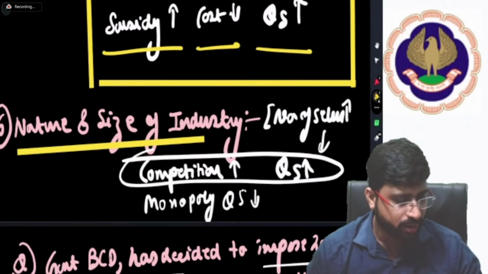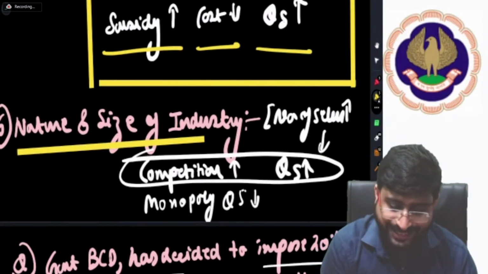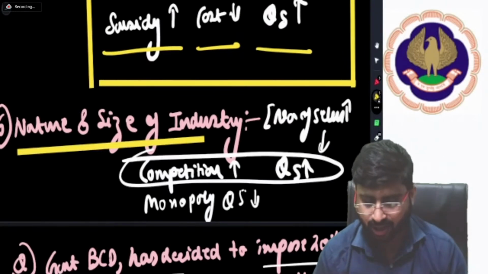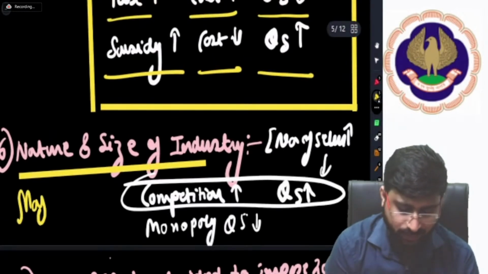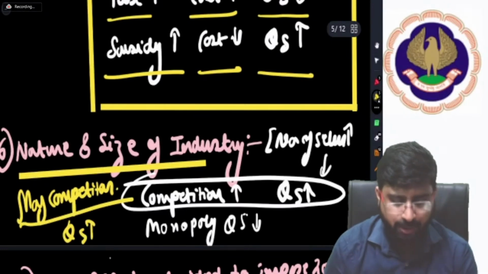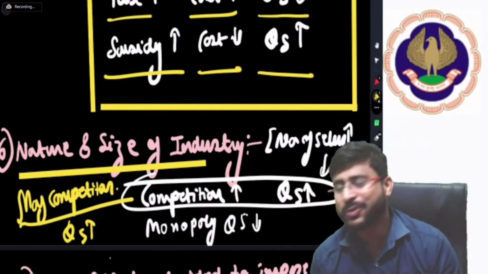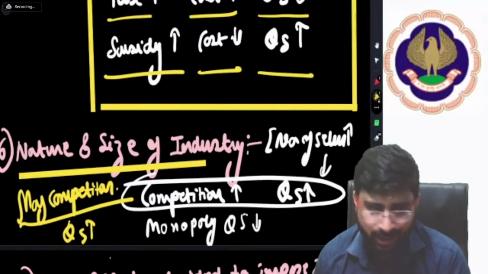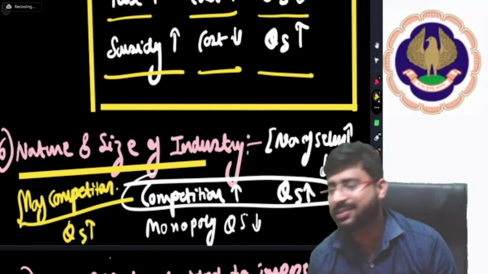Moving on. Now, if you talk about this, friends, nature and size of industry. A very interesting case. If there are many businesses, many competitors, then what will happen to quantity supplied? It will be more, because more suppliers, more supply; fewer suppliers, less supply. What is there to think about here? Yes or no, friends? If there are more suppliers, the supply will be more. If there are fewer suppliers, the supply would be less.